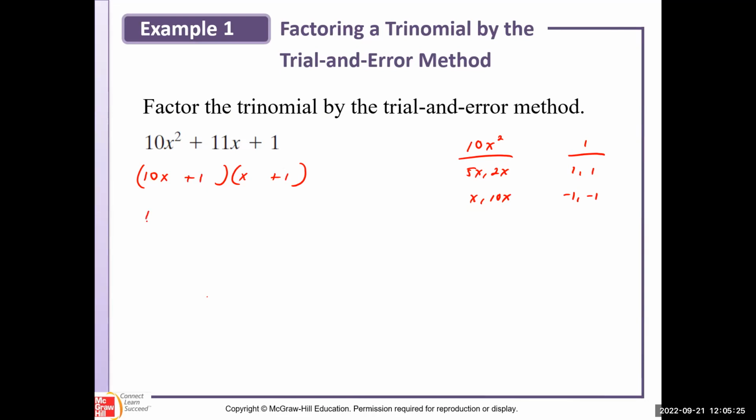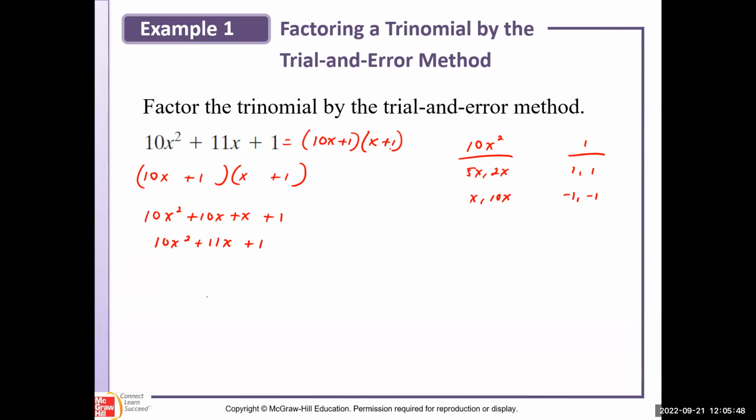So 10x times x, we already know that's 10x squared. 10x times 1 is going to be 10x. 1 times x is just going to be x, and then 1 times 1 is going to be 1. That's going to be my 11x. And so the factored form of this one turns out to be 10x plus 1 and then x plus 1.